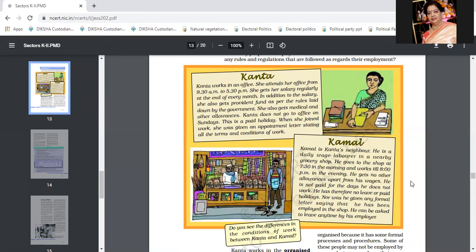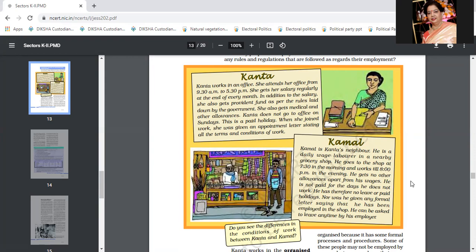Workers enjoy the security of employment also. Those working in this sector get several other benefits from the employers, like paid leaves, payment during holidays, provident fund, and gratuity. As we have seen in Kanta's case, people get medical benefits also. The factory manager has to ensure facilities like drinking water and a safe working environment. And when they retire, these workers get pensions as well.